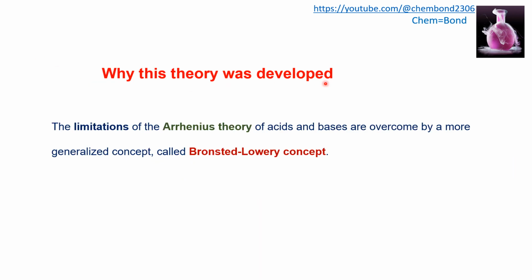Why was this theory developed? There is an acid-base theory known as the Arrhenius theory. According to that theory, an acid is a species which donates the hydronium ion or hydrogen ion in aqueous solution, and a base is a species which donates the hydroxyl ion in aqueous solution. There are some limitations of Arrhenius theory that are overcome by a more generalized concept known as the Bronsted-Lowry concept.